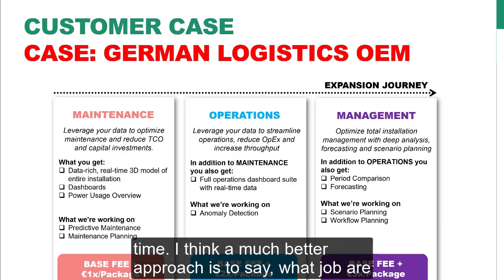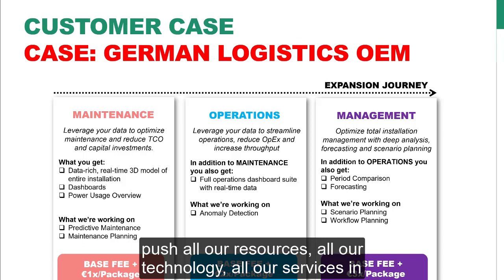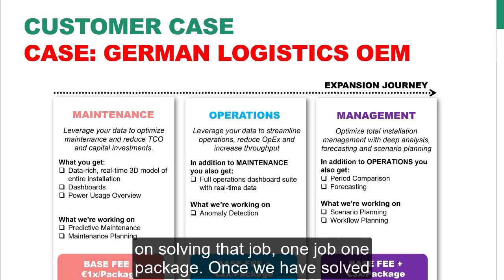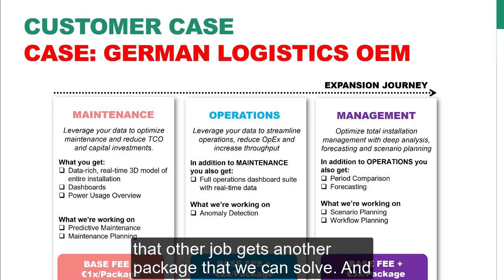I think a much better approach is to say, what job are we solving for the customer? If we can identify that, then let's push all our resources, all our technology, all our services in on solving that job. One job, one package. Once we have solved that, we can identify another job that we can solve. And then that other job gets another package.